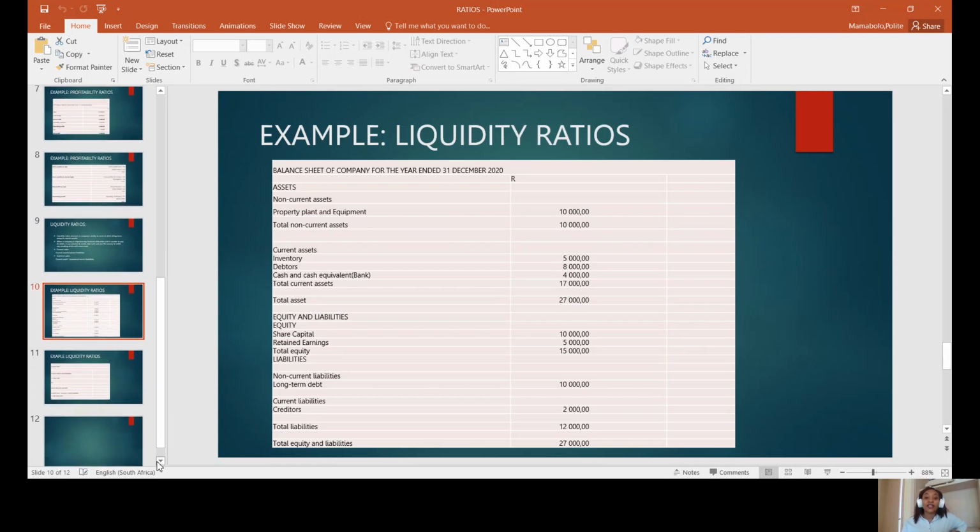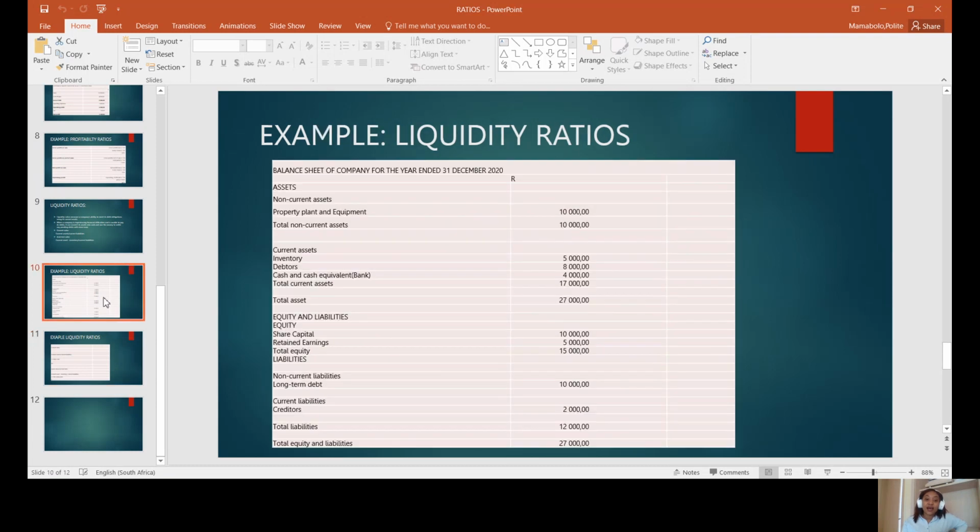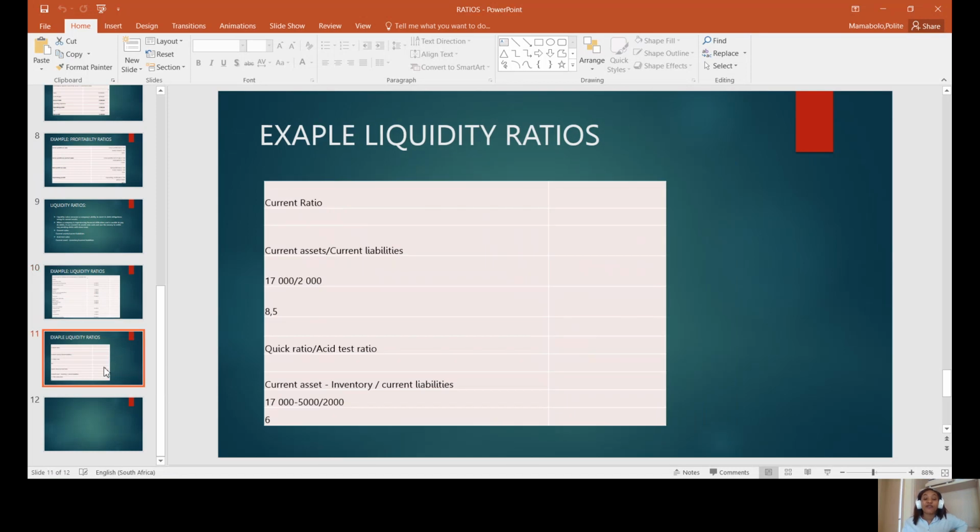We have a balance sheet. The first one that we're going to cover is the current ratio, current assets over current liabilities. If you look here, our current assets are 17,000 and the current liabilities are 2,000, and we get 8.5. So this means that our assets are 8.5 times more than our current liabilities, and we are in a great position to be able to cover our current liabilities when they become due.